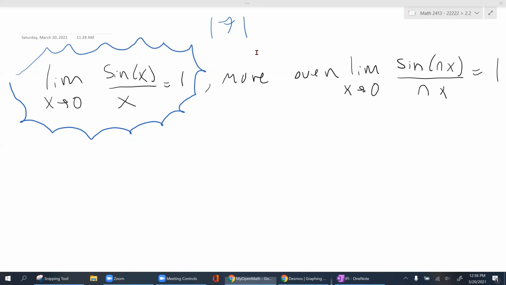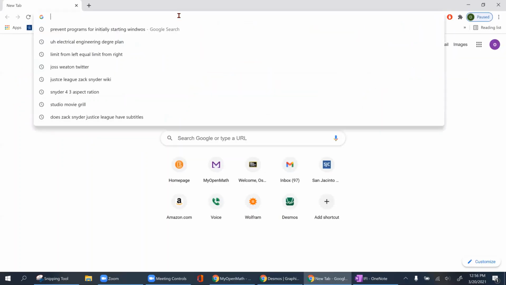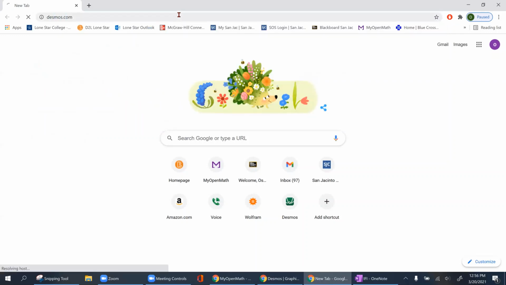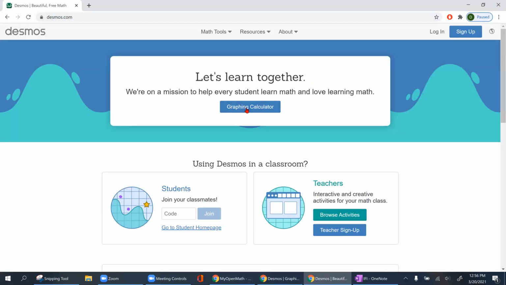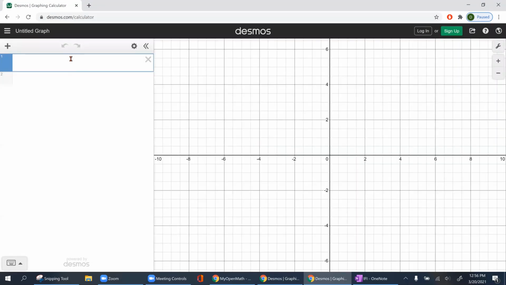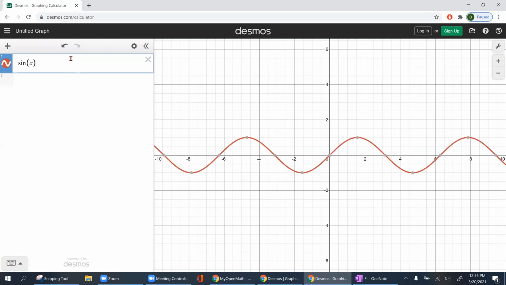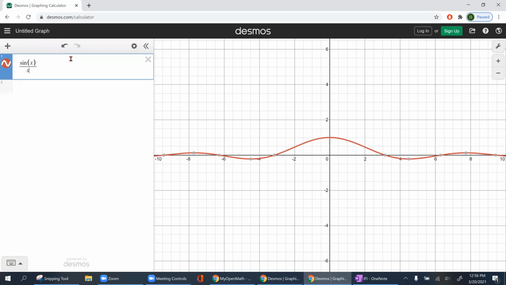So let's go ahead and see, as a demonstration, so we can have a visual of exactly what's going on. I'm going to pull up Desmos. If you're not familiar with Desmos, it's a great calculator. So this is what sine of x over x looks like.